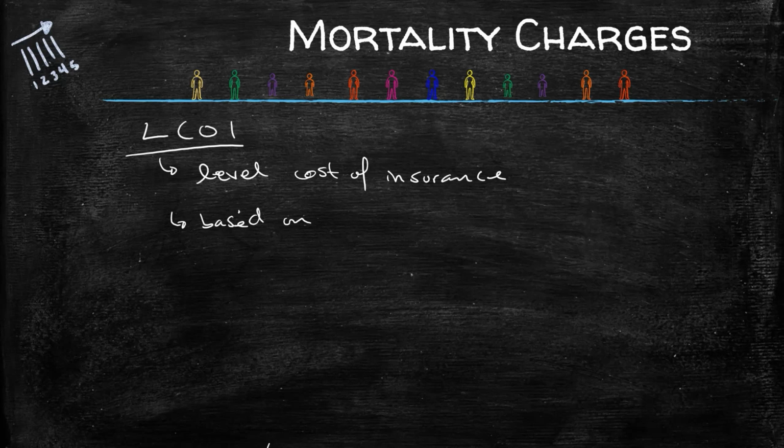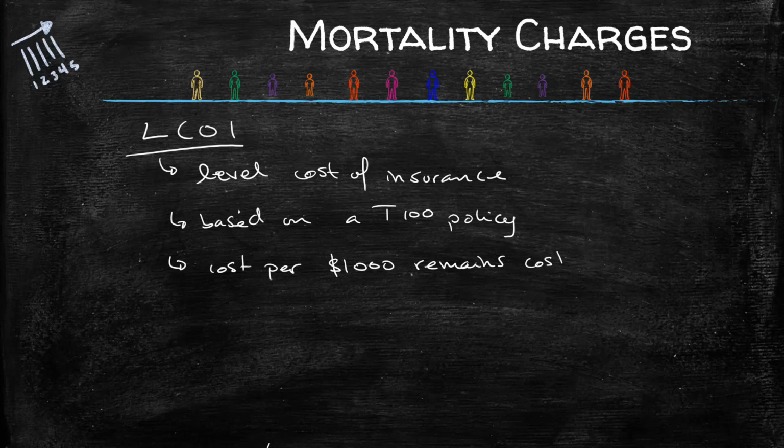Last but not least, we're going to go through the LCOI, which is the level cost of insurance based on a T100 policy. So remember, a T100 policy is a permanent policy that does not have any cash value in it. The cost per $100,000 remains constant over the policy, so it does not ever change, very different to the yearly renewable term, which changes every year.